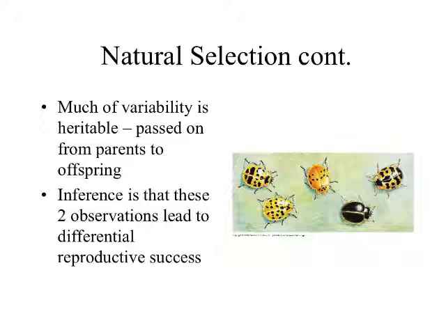Now, the inference is that these two observations are going to lead to differential reproductive success, meaning that those offspring that have the characteristics that are more able to take advantage of the natural resources, or are easier to hide from predators or whatever, are going to have an easier time surviving and reproducing, and the ones that don't have those characteristics will then die out.